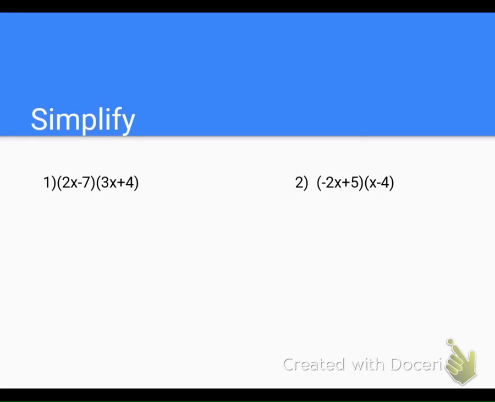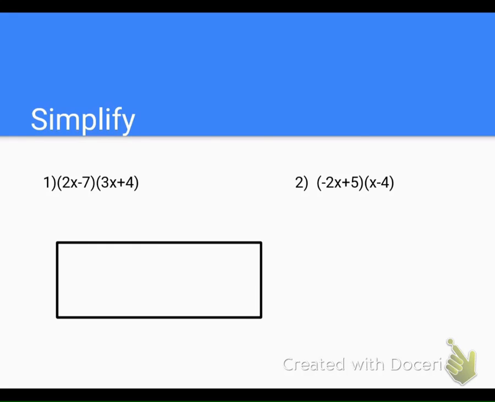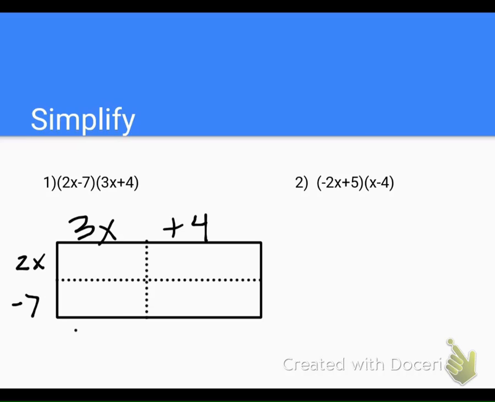So let's get started. As for the first example, we'll make our rectangle. And just like yesterday, I would put this one on top, right? So 3x plus 4. But on the side, I don't just have like 2x, right? I have 2x minus 7. So to deal with that, I'm going to put the 2x here and then minus 7 below. Okay. And then I'll break up my rectangle wherever there's addition or subtraction. So I split here. But there's also subtraction over here, so I'm going to split my rectangle across as well. So I have 4 boxes now.